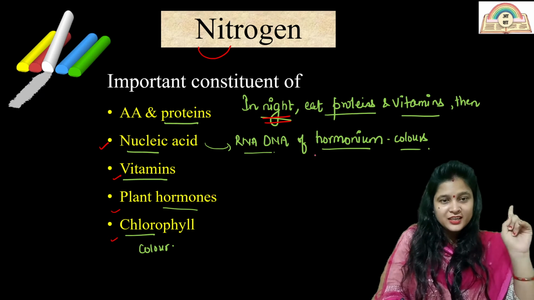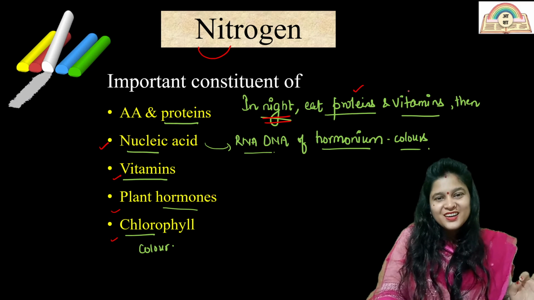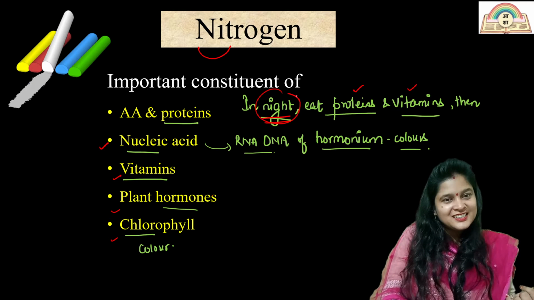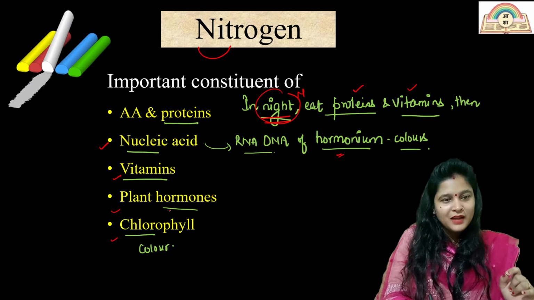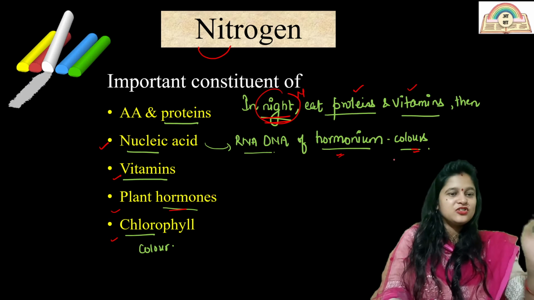RNA, DNA means nucleic acid, protein means protein, vitamins. Night is nitrogen. Harmonium is not harmonium, it's plant hormones. And different colors means actually chlorophyll.